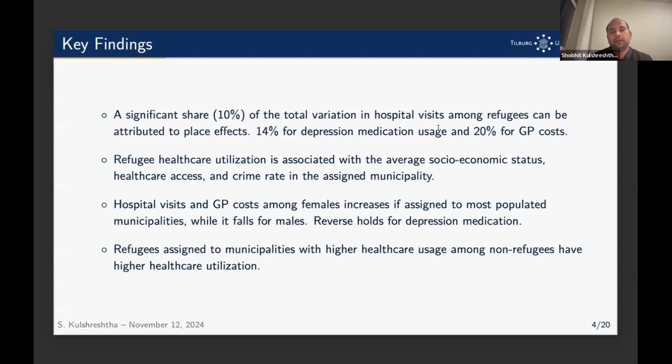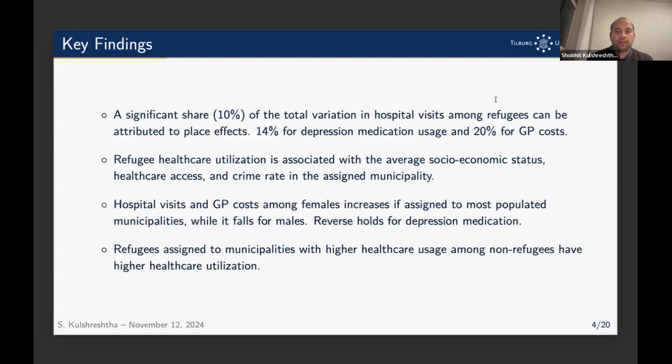I also find that refugees' healthcare utilization is higher in the regions where you have poor socioeconomic status and where you have better healthcare access. And also, the healthcare utilization is actually lower in the regions where the crime is high. So this provides some suggestive evidence on what the plausible mechanisms are that are driving these results.